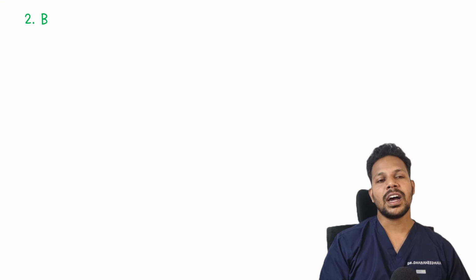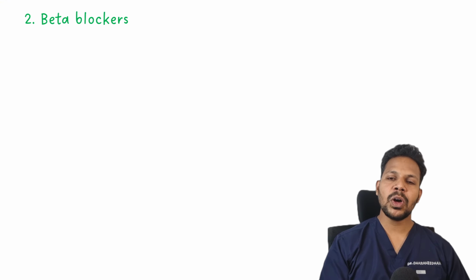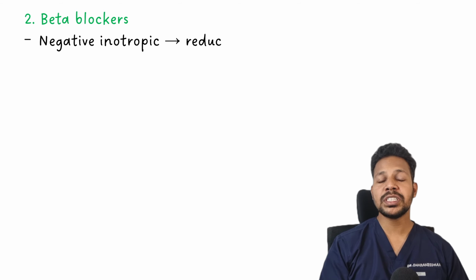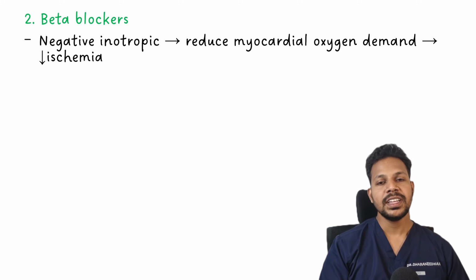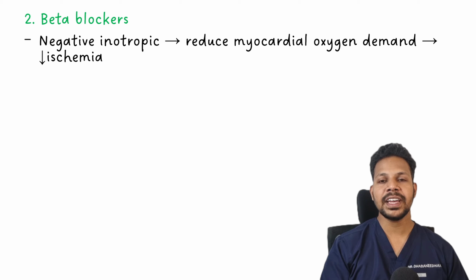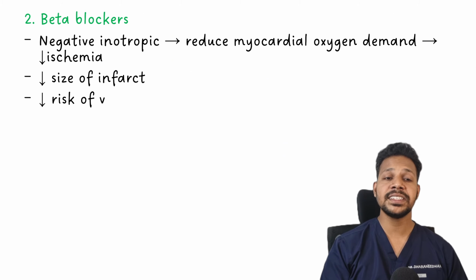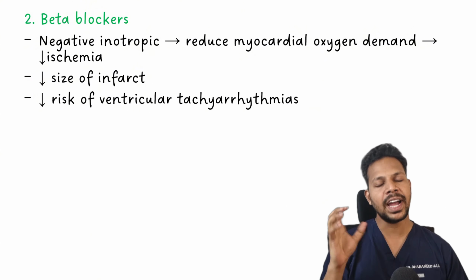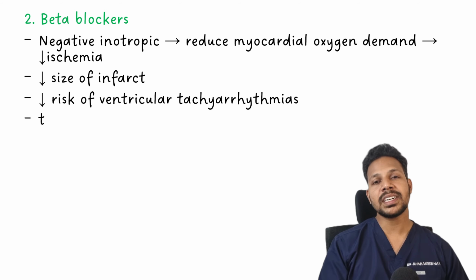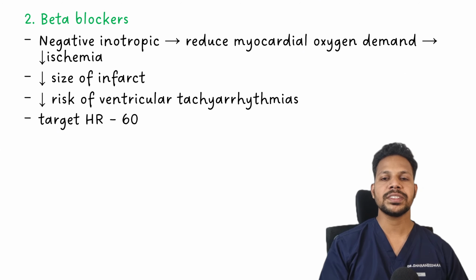The second one are the beta blockers. Beta blockers are negatively inotropic. They'll reduce the myocardial oxygen demand and they will further reduce the ischemia because the demand for the myocardium is reduced. They have been shown to have an effect on the infarct as well. The size of the infarct is reduced and there is decreased risk for ventricular tachyarrhythmias because it will also have the effect of AV nodal blockade and reduction in the heart rate. And the target heart rate with the usage of beta blockers is 60.